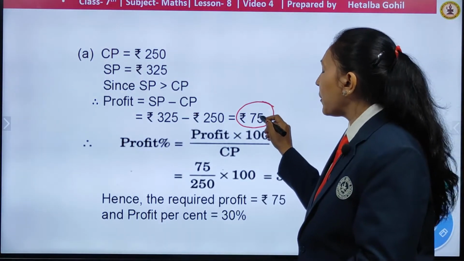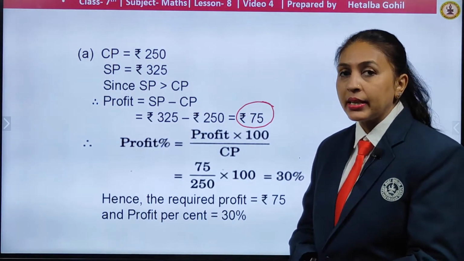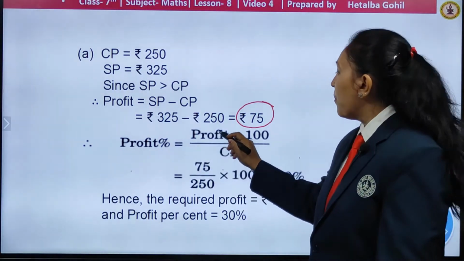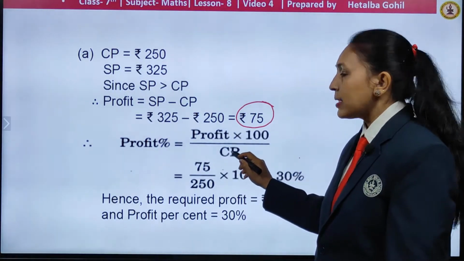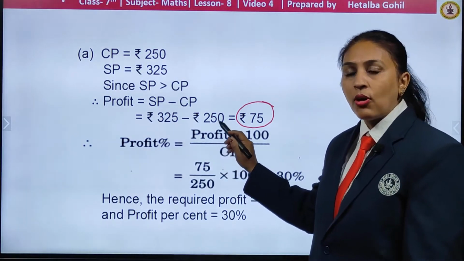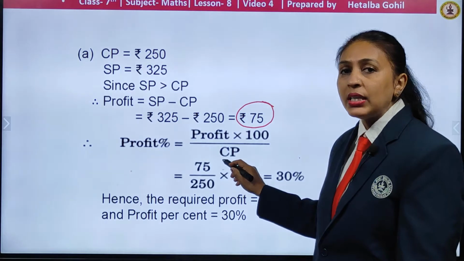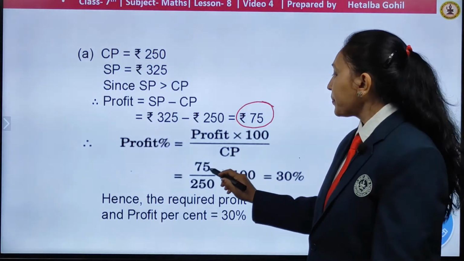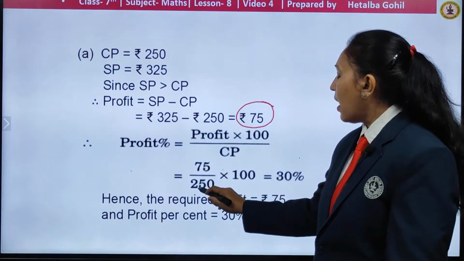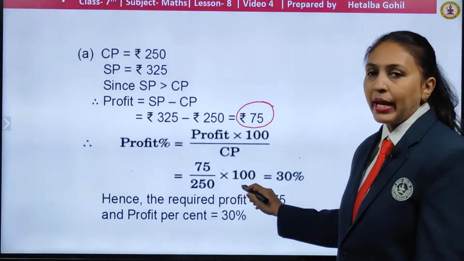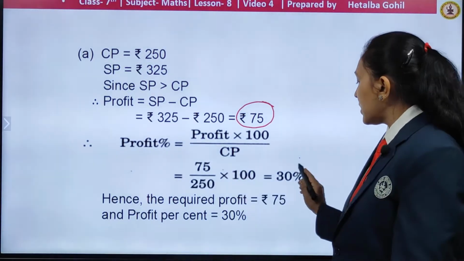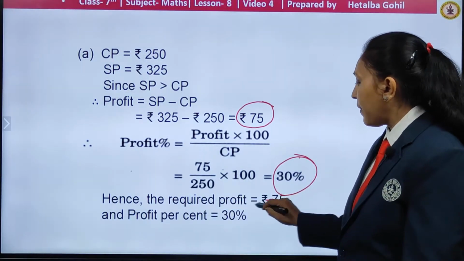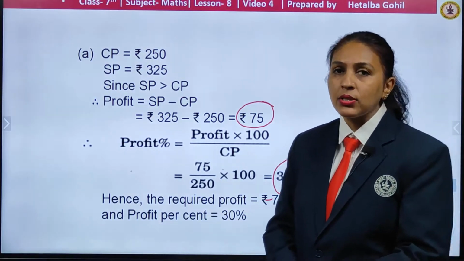Now we will convert this rupees profit into percentage. To find profit percentage we use the formula profit into 100 upon cost price. Always we find profit percent or loss percent by comparing with cost price only. No selling price is involved here, only we compare it with cost price. So profit, that is 75, upon cost price, that is 250, multiplied by 100. When you simplify it, children, you will get 30%. So in rupees the profit is 75 and in percentage it is 30%.